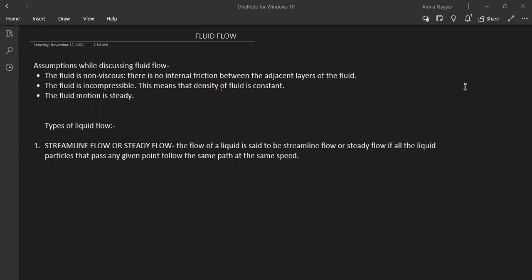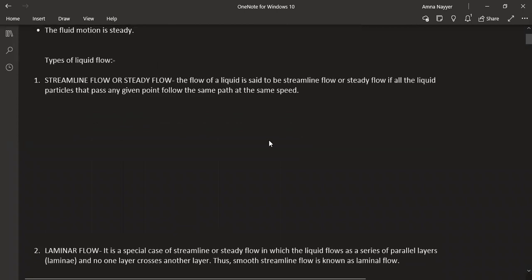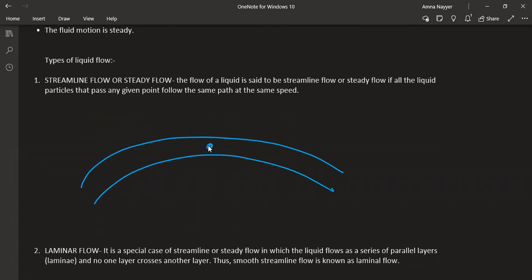So it says that fluid should be non-viscous. It means no internal friction between the layers of fluid. It is incompressible. Density is constant. Fluid should be in motion. So this first type of liquid flow that we get is known as streamline flow. Streamline flow means all the liquid particles at a given point follow the same speed. This means, see, this is some path. At this point, the velocity is, let's say, 3 meters per second, A point.